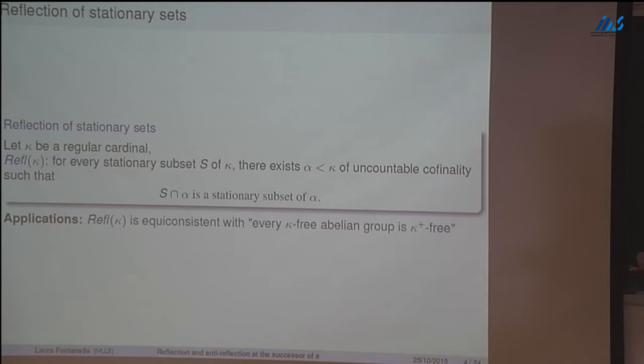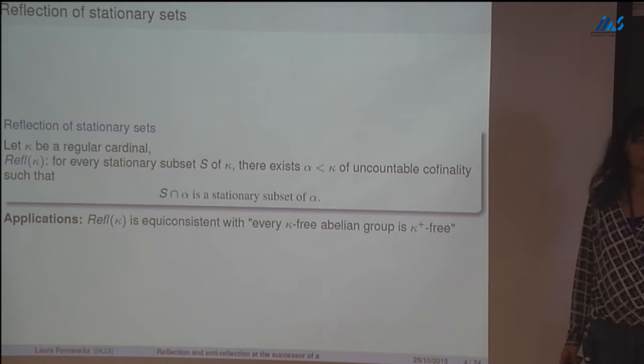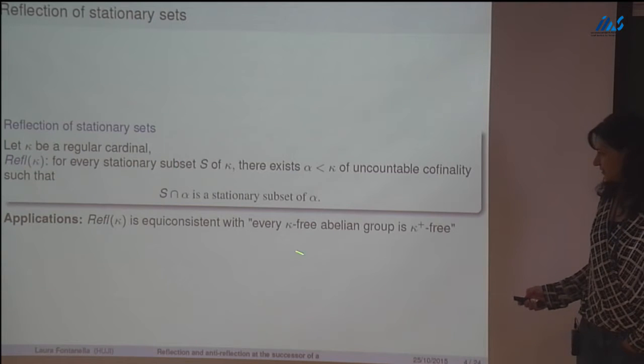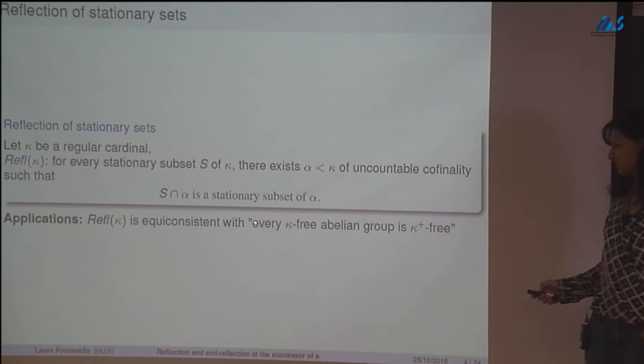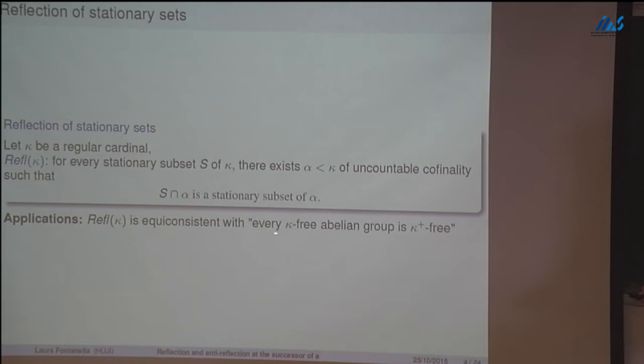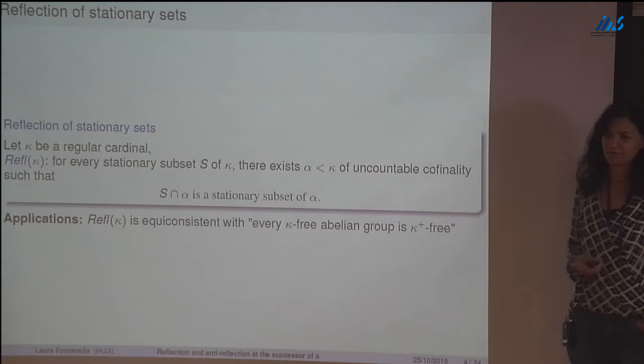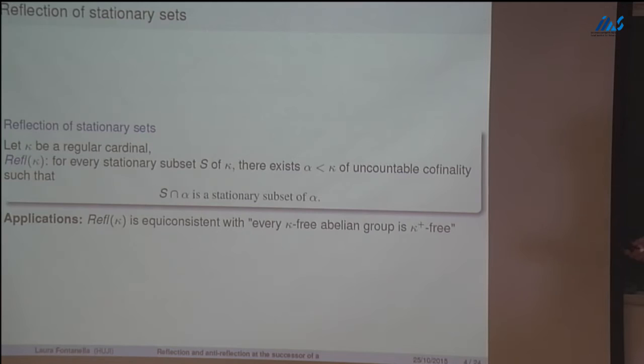This is an interesting principle to me. It has nice applications, and not just in set theory, but also in other areas of mathematics. So for instance, the reflection of stationary sets is equiconsistent with the statement that says that every kappa-free abelian group is kappa plus free, where kappa free means that every subgroup of size less than kappa is free. Okay, it's just to give you a taste of what you can do with such an abstract property.